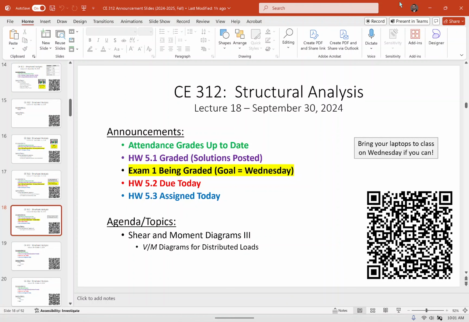Today, we're going to look at shear and moment diagrams for uniformly distributed loads, so loadings like this. On Wednesday, we're going to be looking at triangular loads. And we're going to be deriving some equations, and we're going to plot them. So on Wednesday, I would bring a laptop if you can. It's not absolutely necessary, but it would be nice to have one, because we're going to plot them using Excel. So bring one if you can.